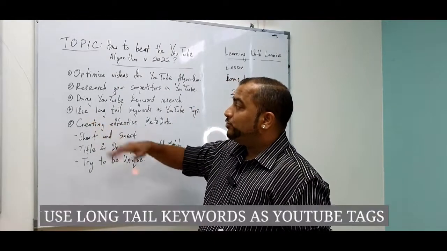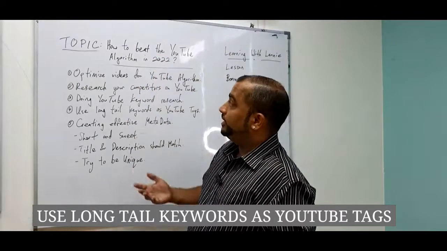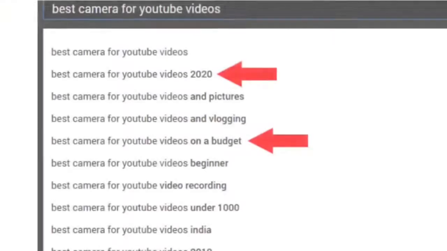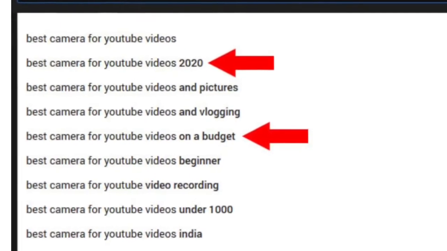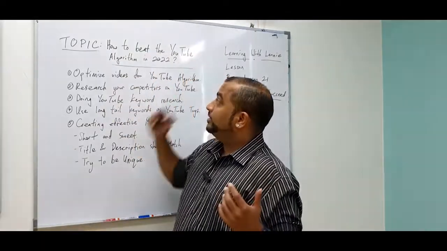Number four here is use long tail keywords as YouTube tags. So this is what long tail keywords means. It means use as many words as possible, but in a proper tag. So for example, how to beat. That is already a long tail, okay? How to beat the YouTube algorithm?